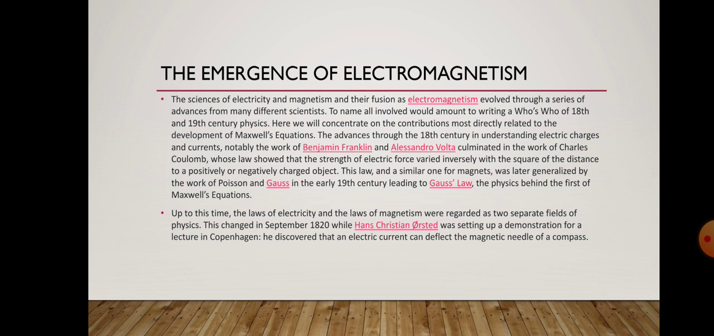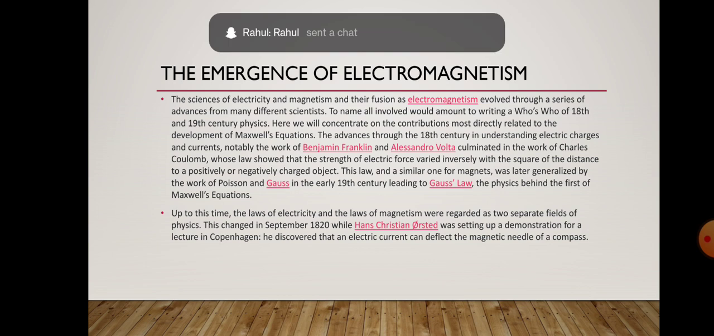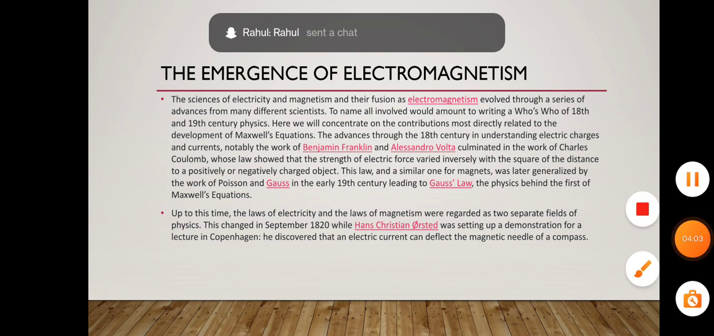Up to this time, the laws of electricity and the laws of magnetism were regarded as two separate fields of physics. This changed in September 1820, when Hans Christian Ørsted, while setting up a demonstration for a lecture, discovered that an electric current can deflect the magnetic needle of a compass.